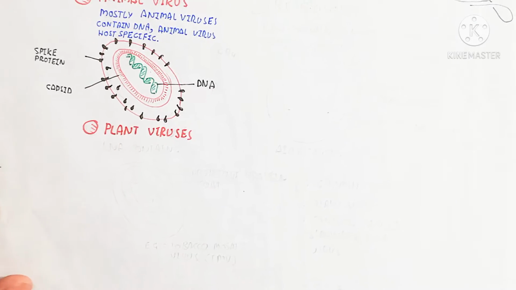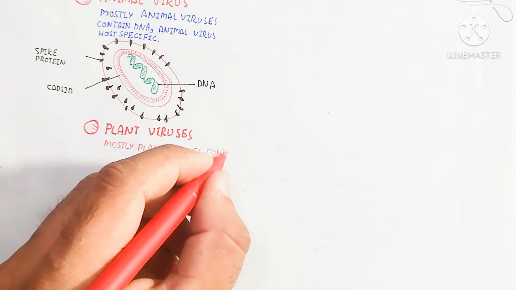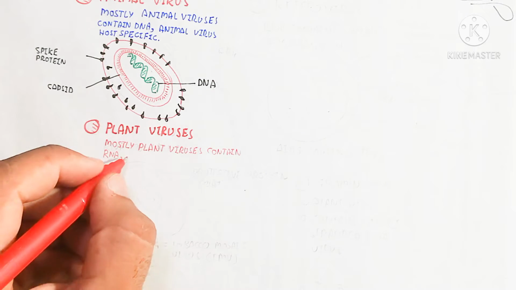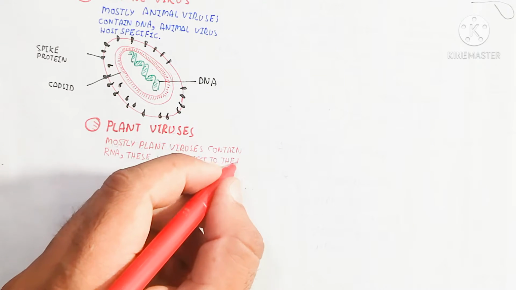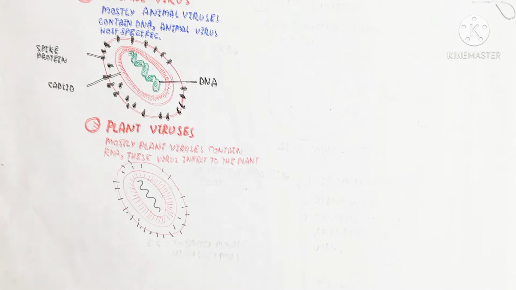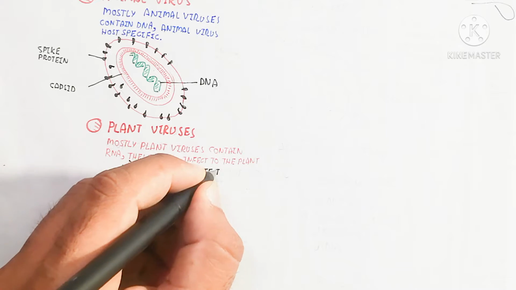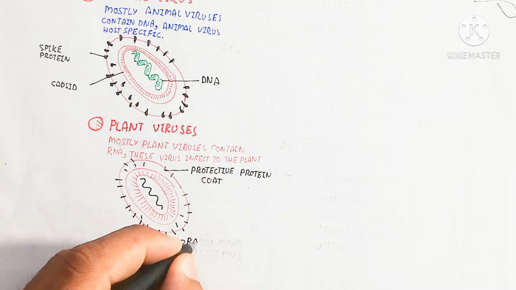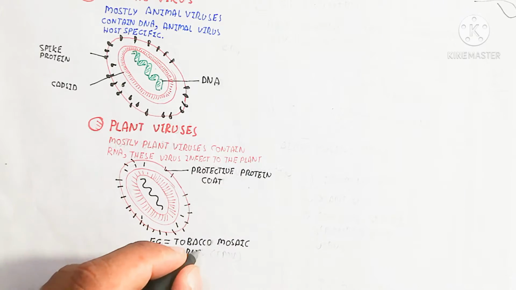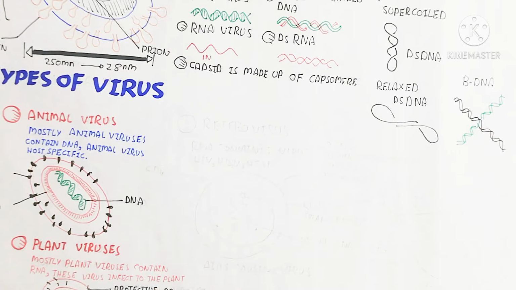Here is the plant virus. Mostly plant viruses contain RNA. These viruses infect plants, and they infect different plants on the basis of different specificity of the spike protein present in the protective protein coat on the upper side. An example of a plant virus is the tobacco mosaic virus, which causes disease in the tobacco plant. It is also known as TMV.